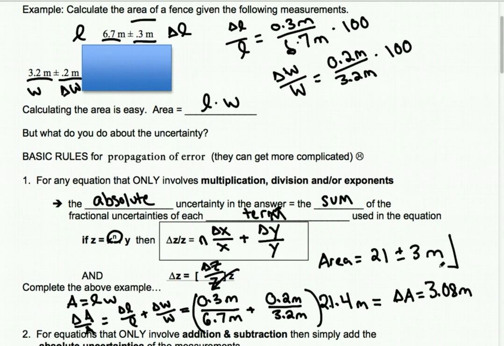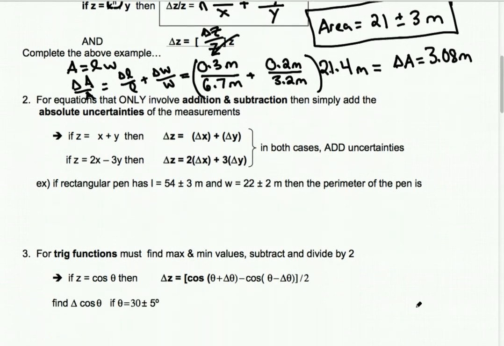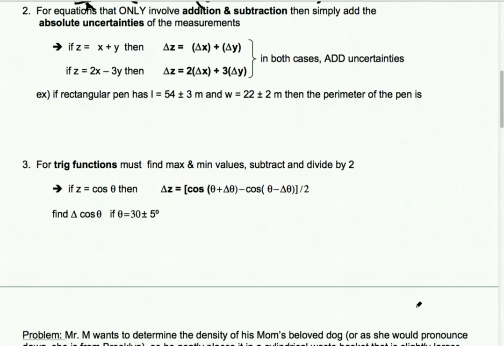And that's going to be my final expression for the area of the fence with the uncertainty associated with it. So that's if we're multiplying, dividing, and/or using exponents. Well, that's not the only way that we can use uncertainties in an equation. We can also add and subtract.